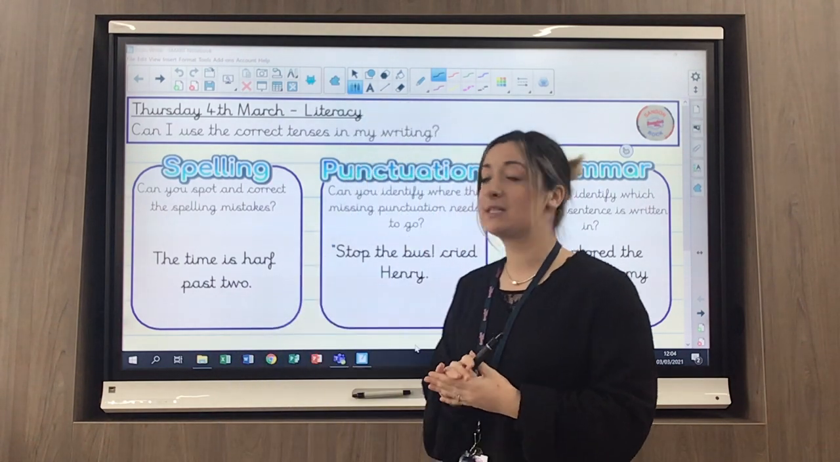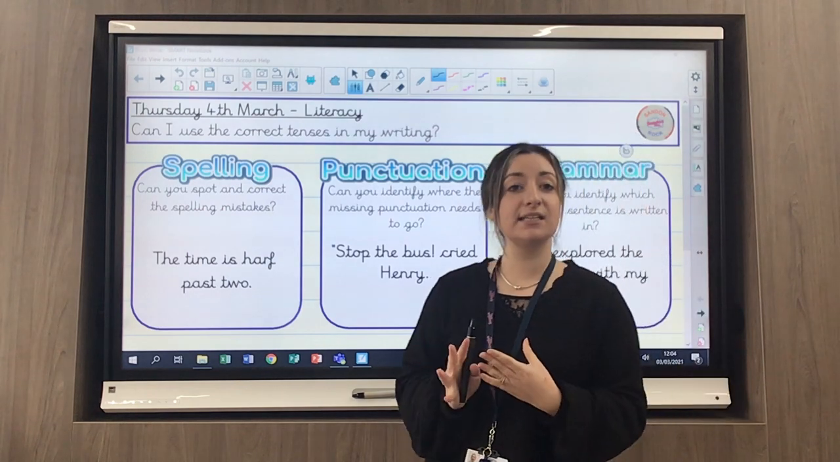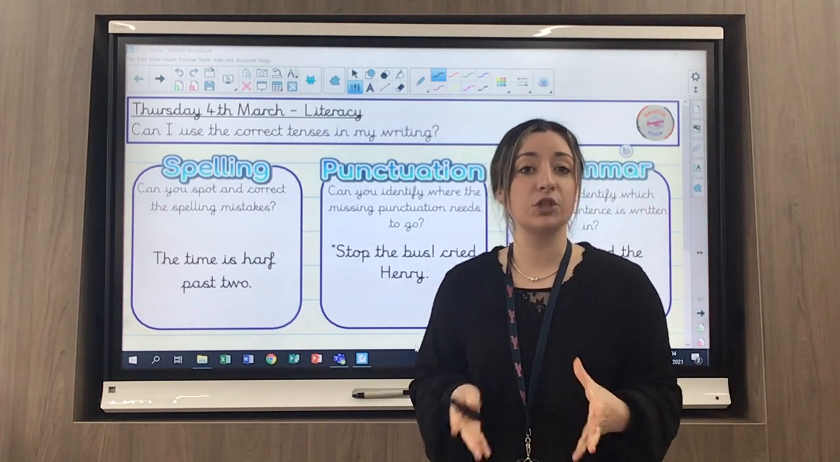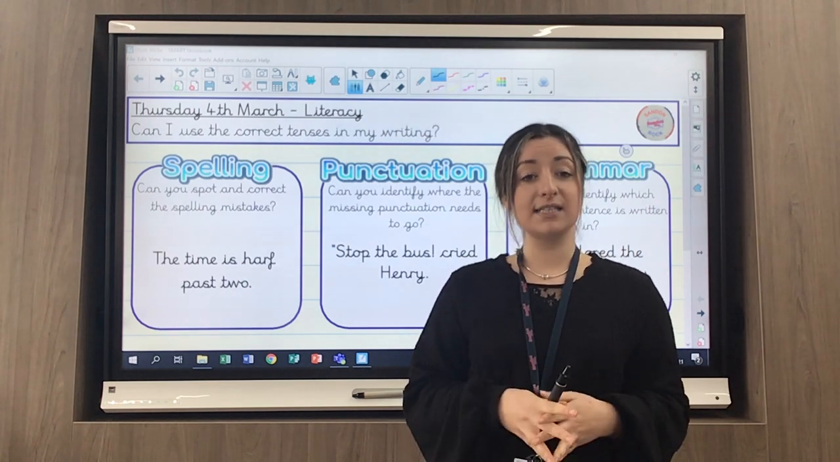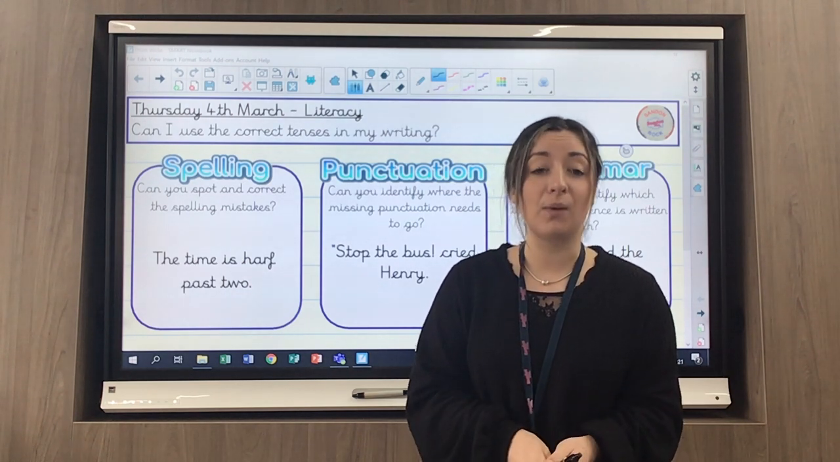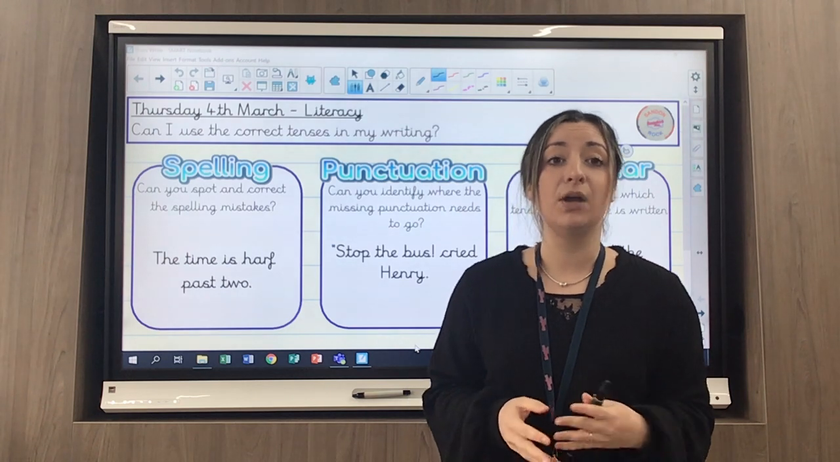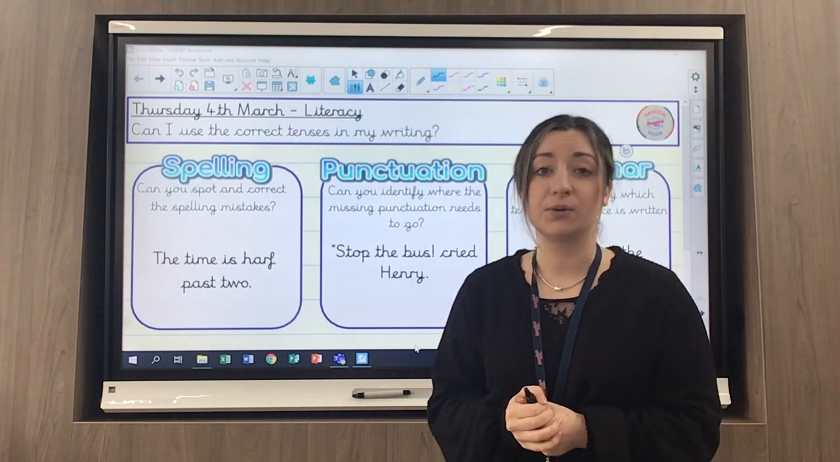Okay, so let's start with our spellings. I'm going to read you my sentence and then you need to have a look at home to spot my spelling mistake. If you want to write out that sentence and correct my spelling mistakes, then you are more than welcome to, and you can also include them with the images that you send over to us.